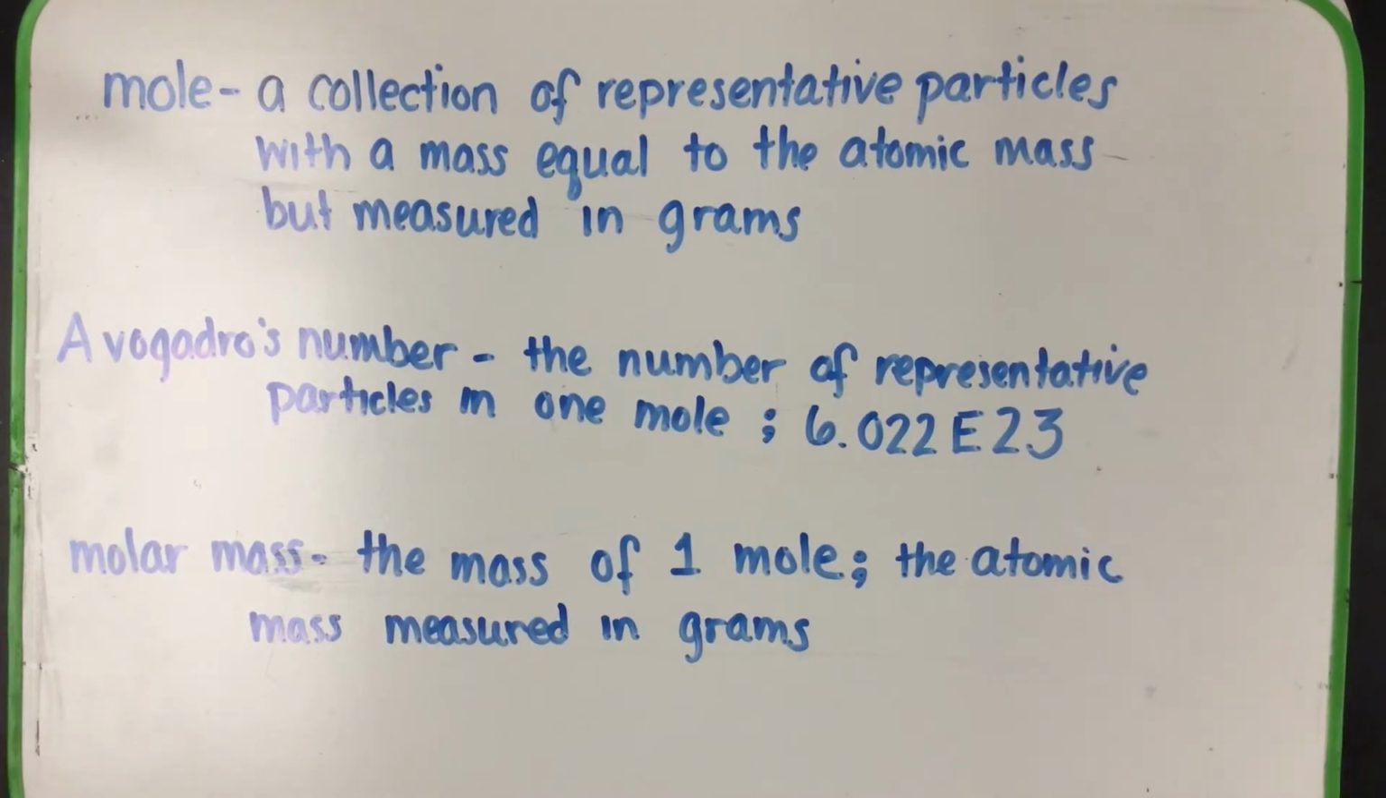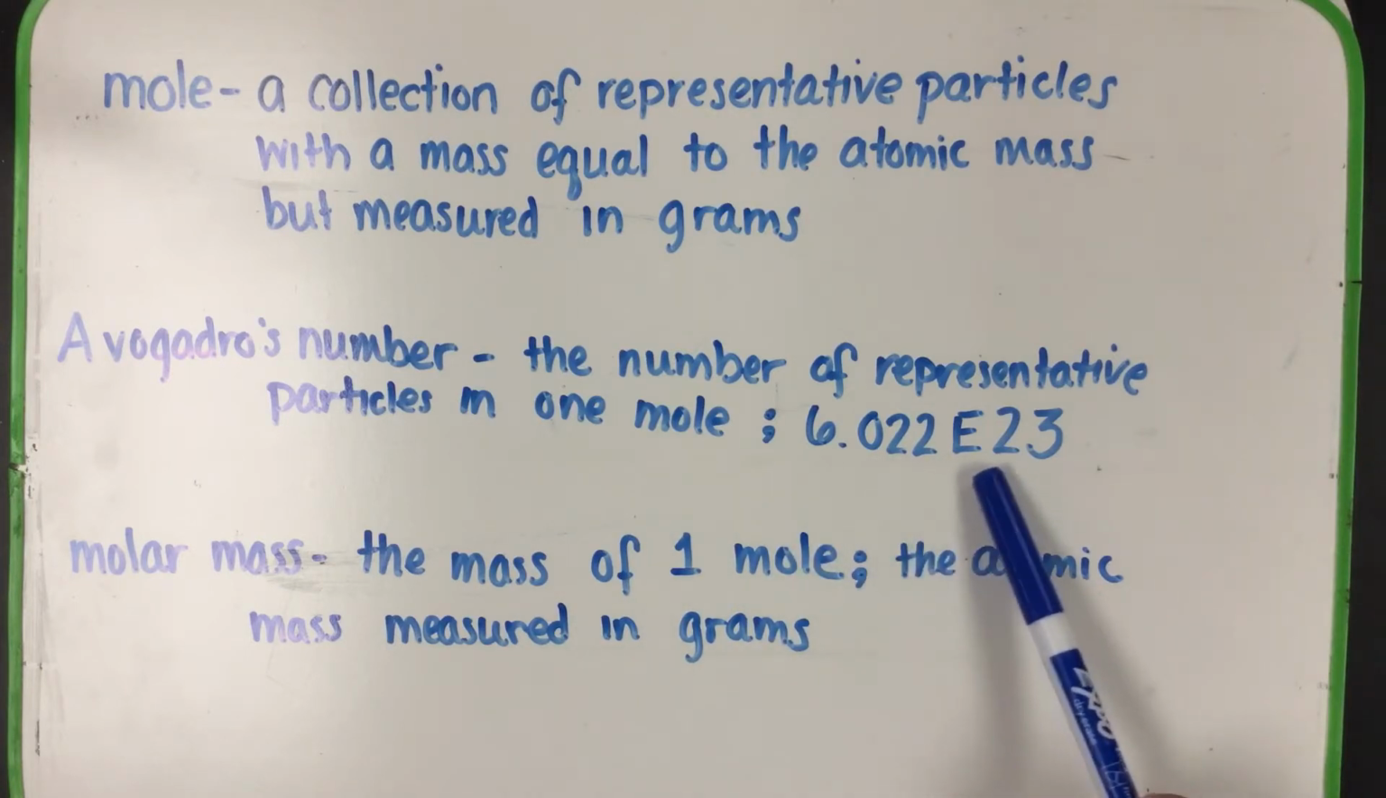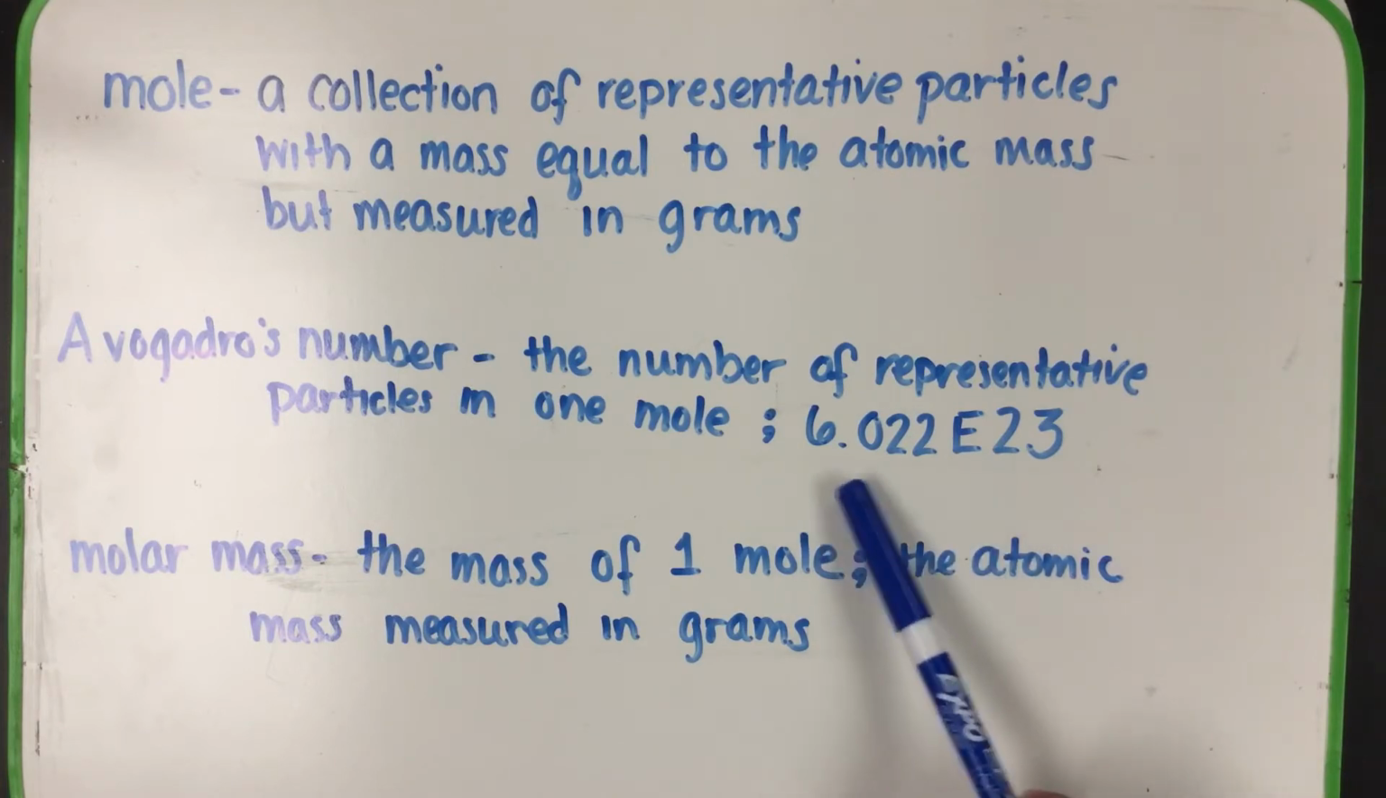A mole is a collection of representative particles that have a mass equal to the atomic mass, the one found on the periodic table, but measured in grams. Avogadro's number is the number of representative particles that we need in order to make 1 mole. It's always equal to 6.022 times 10 to the 23rd. Now you'll notice I did use the E notation here, but remember that E button means times 10 to the, so 6.022 times 10 to the 23rd.